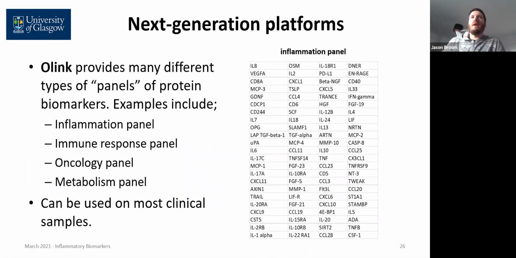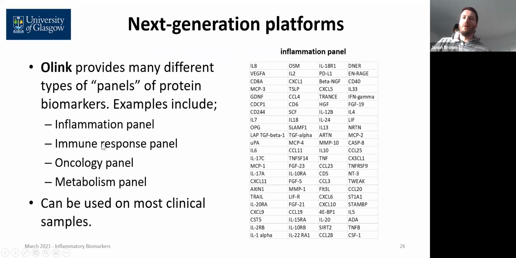So Olink technology provides many different types of panels of protein markers. This is a company from Sweden, and I think one of the sites is in the US as well. And basically what happens is you need to send off your samples to this company, and they will do the analysis for you. And to do that, they use a panel of different protein biomarkers. Examples of these biomarkers can be incorporated into a specific panel, and they already have pre-designed panels. These pre-designed panels are just some examples here. There's many others as well.